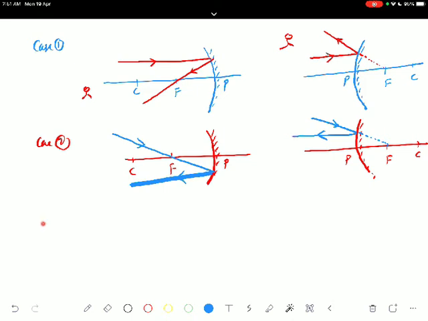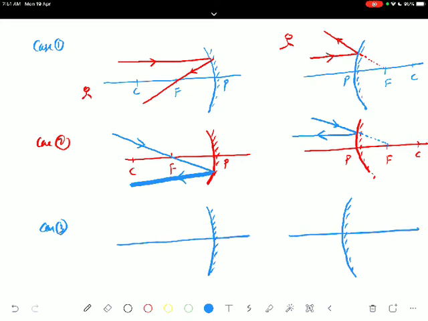Now, next one is case 3. Case 3, concave mirror, convex mirror, principal axis, mark the points P, C, and F. The third case is if a ray of light is passing through the center of curvature. Suppose this is the center of curvature, and a ray of light coming from the object is passing through the center of curvature.